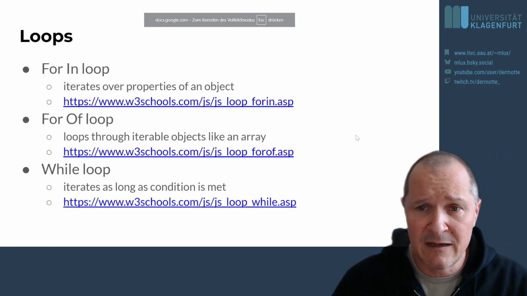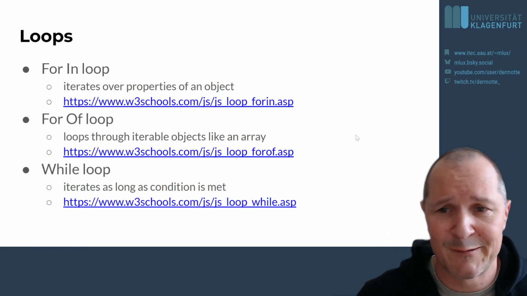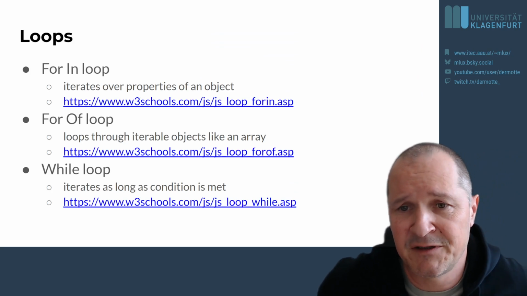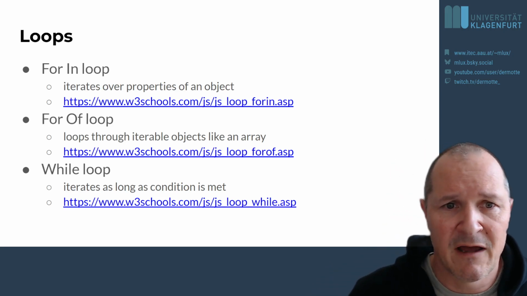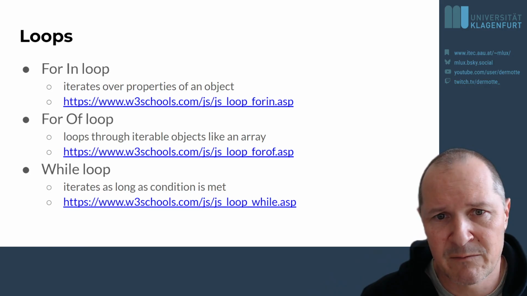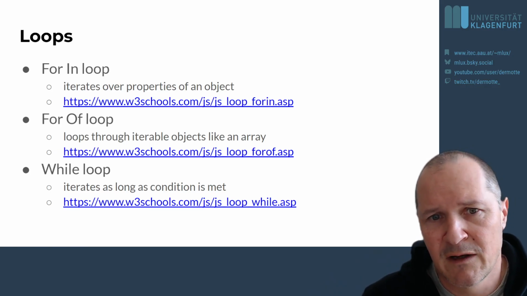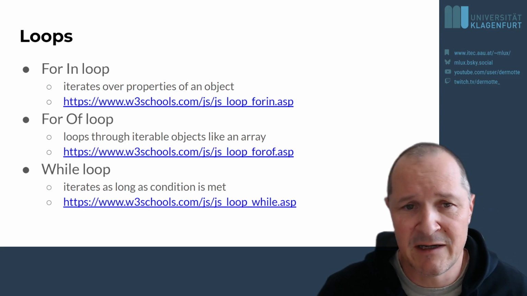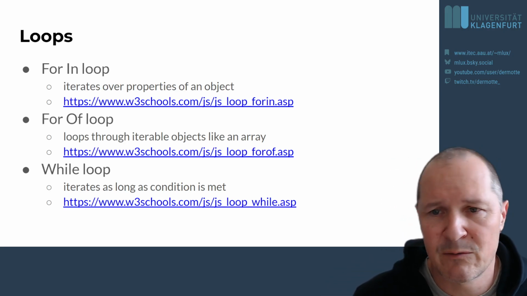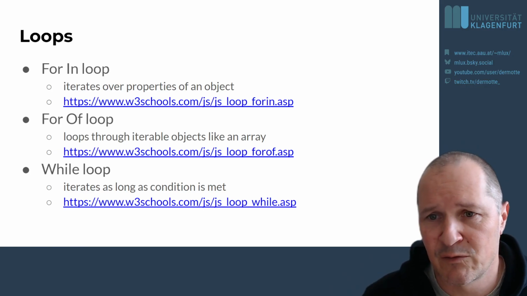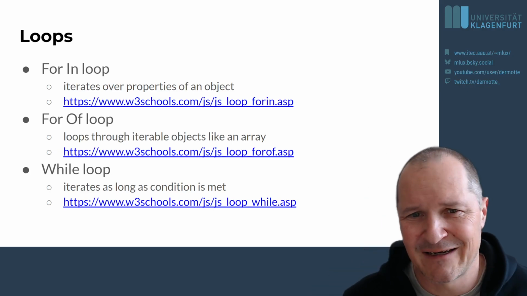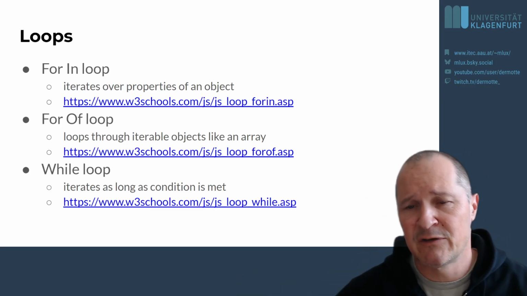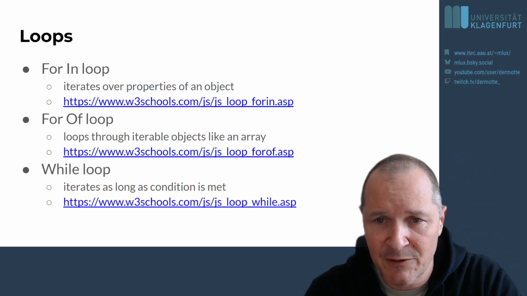We have a for in loop, which is kind of practical if you have an array or dictionary and you want to iterate over the properties of an object. You have the for of loop, where you go through iterable objects like an array, and there's a while loop, which iterates as long as something is true. For instance, a game loop, while true, do something like that. If you don't know about it, look it up or learn it along the way.